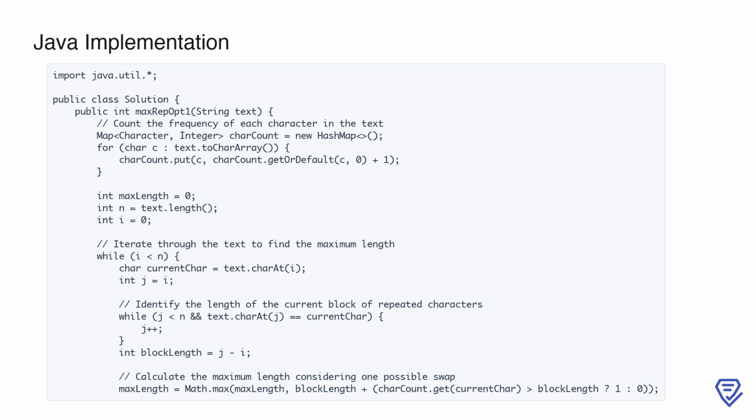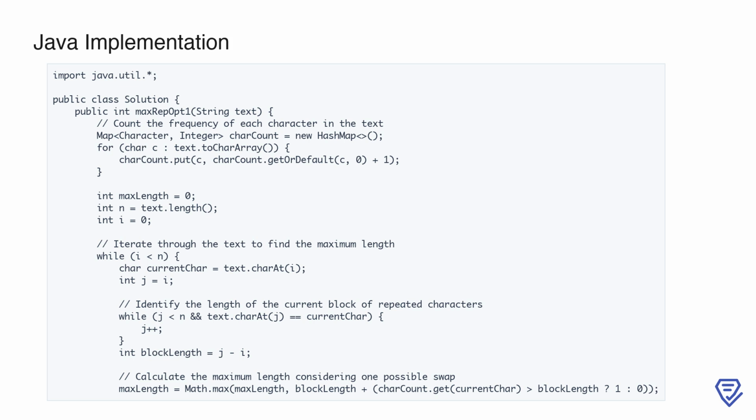Here, we start by importing necessary utilities and defining the Solution class with the method maxRepOpt1. The first step inside the method is to count the frequency of each character in the input string using a hash map. This allows us to track how many times each character occurs throughout the text, which will be essential later when evaluating possible swaps. Next, we initialize a variable maxLength to keep track of the longest substring length we can achieve, and n to store the length of the input string. We also have a variable i to iterate through the string.